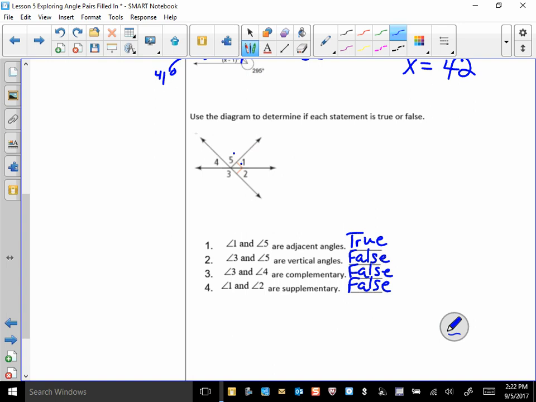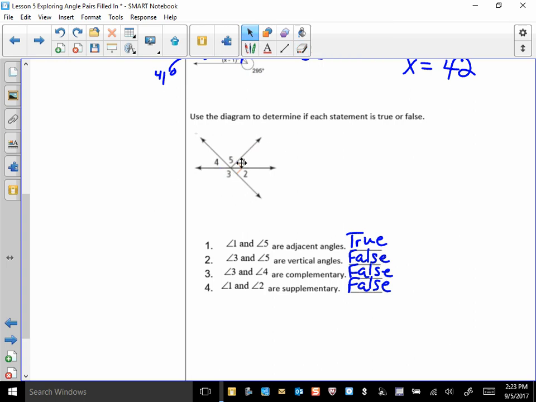All right, number 2, 3 and 5. Are those vertical angles? Well, no. Here's angle 3 and here's angle 5. So their sides are not made up of two pairs of opposite rays. So those are not vertical angles. They're not congruent. Number 3, angles 3 and 4, are they complementary?